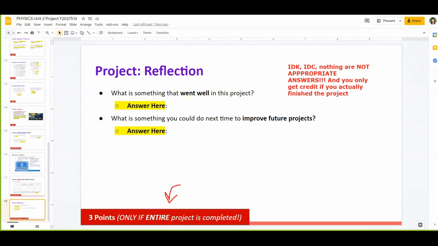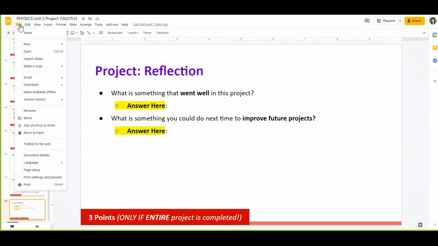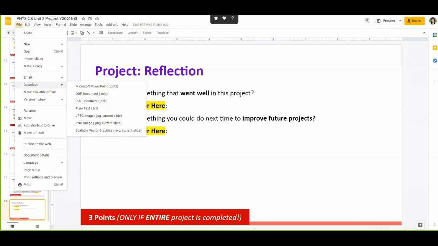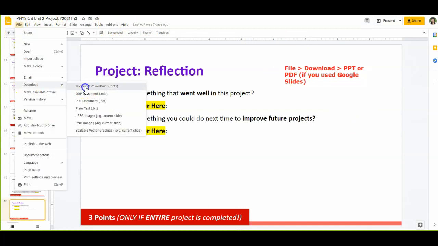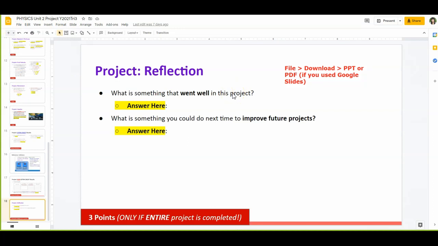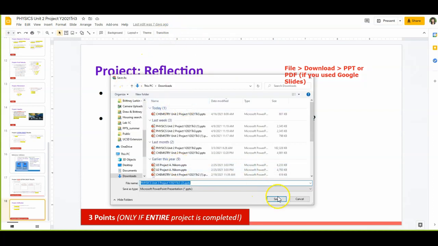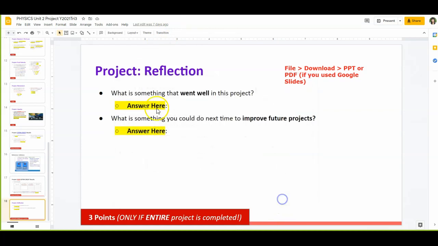All right, so let me go ahead and show you how to submit the project. The first thing that you need to do, if you're in Google Slides, is download your project either as a PowerPoint or as a PDF. So you would go to File, Download, and PowerPoint or PDF. Obviously, if you already used PowerPoint, it's already there as a PowerPoint. So let me show you. File, Download, PowerPoint or PDF, either one is fine, and save it to some place you can find it. I'm just going to save it to my downloads folder for now.